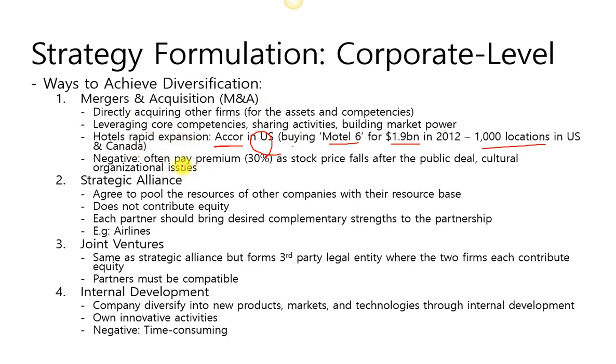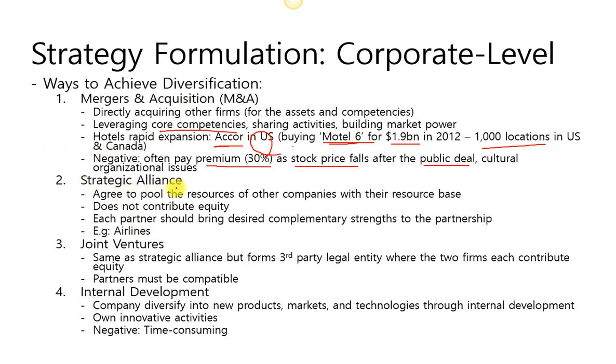But when you do this, you often pay a premium price, as stock price falls after a public deal. So usually, when you do M&A, you tend to buy a little bit more expensive. You pay a little bit more. So they were saying that Accor paid too much for Motel 6. But because Accor is a very big company, they own Novotel and all those other companies, they can leverage their core competencies, right, and make Motel 6 better. So if you want a rapid expansion, you usually do M&A.